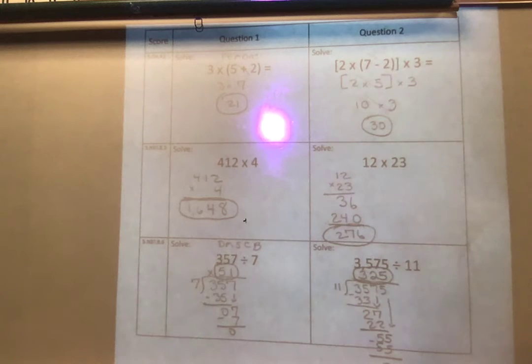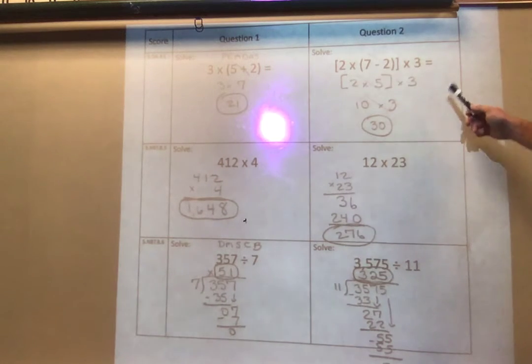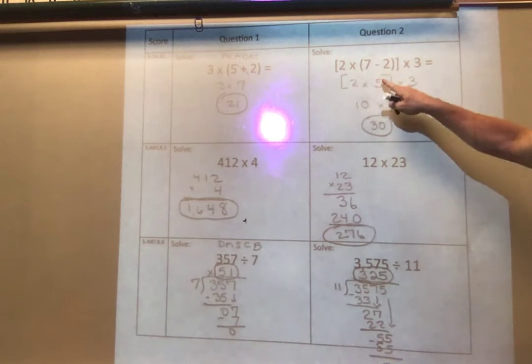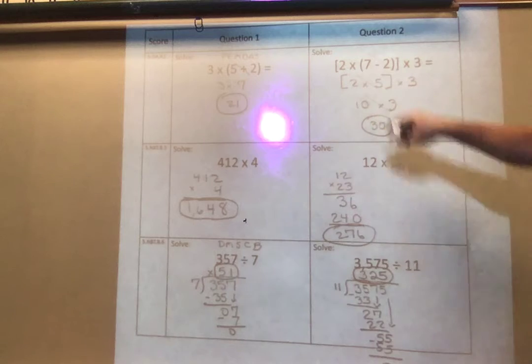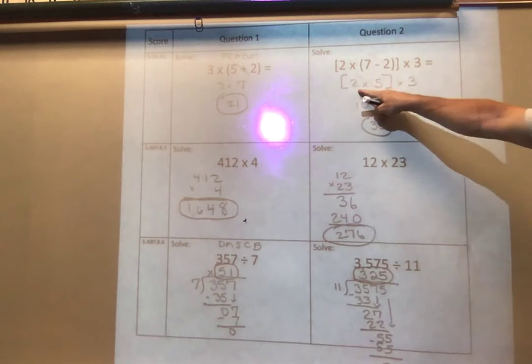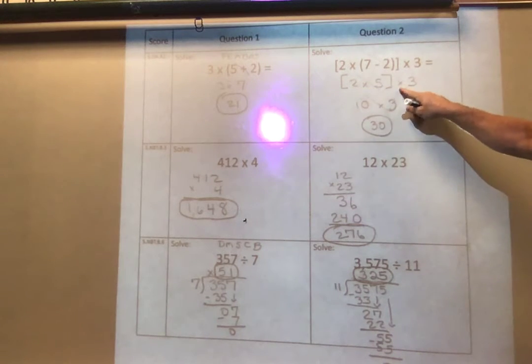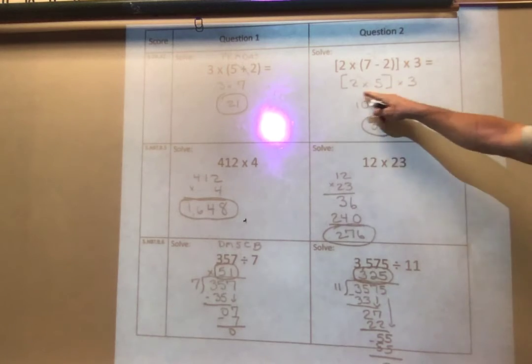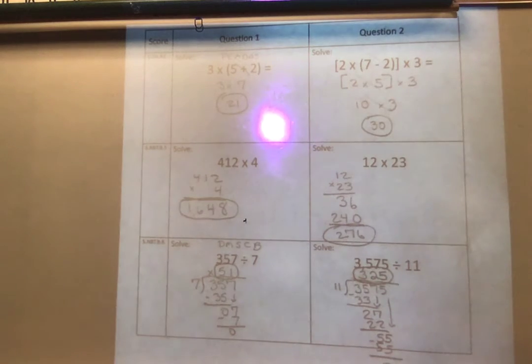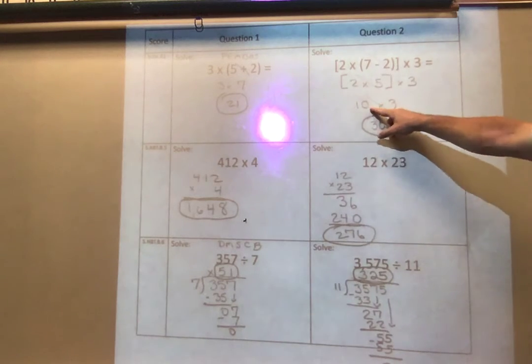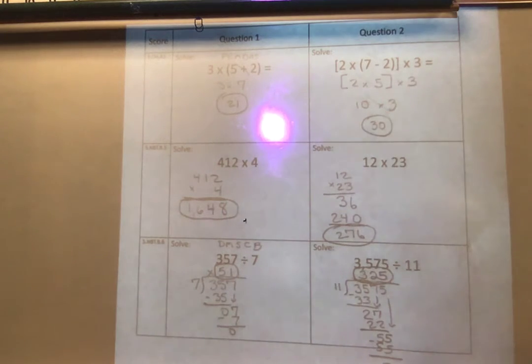And we follow the same process on the second one. Again, if there's brackets, it looks a little funny, but those are just like parentheses. And you do the parentheses within the brackets first, so 7 minus 2 is 5. And rewrite. So you've got 2 times 5, then times 3 outside the brackets. Again, you could use parentheses here. Brackets doesn't matter, it just means to do it next. So 2 times 5 becomes 10. So I'm left with 10 times 3, which is 30.